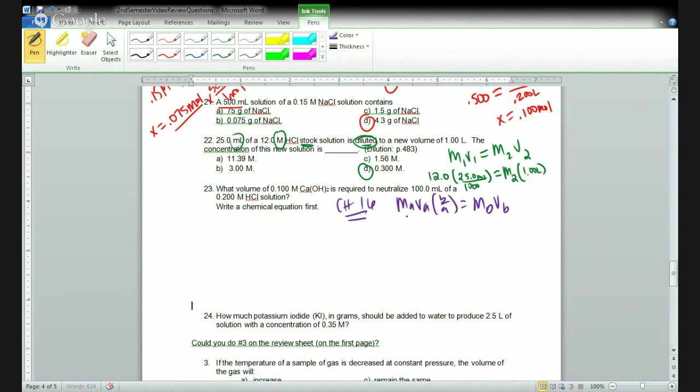So remember, Ma is molarity of the acid. Va is volume of the acid. Ba is your mole ratio of base over acid. Mb is molarity of your base, and Vb is volume of your base.